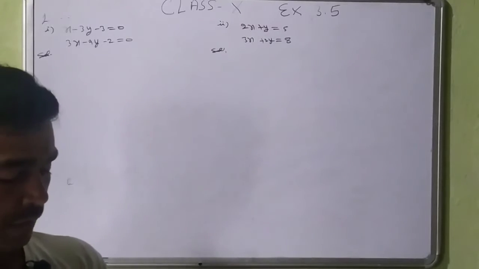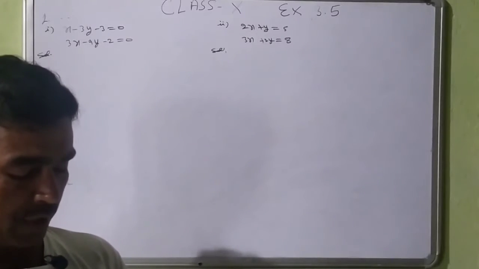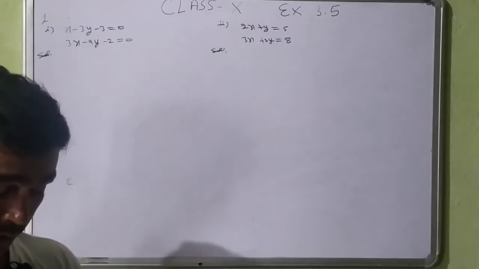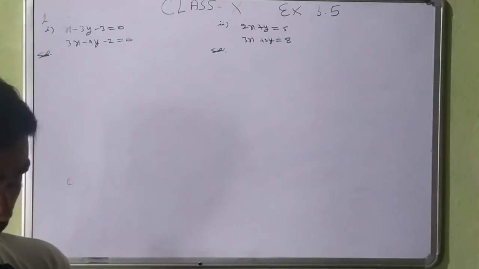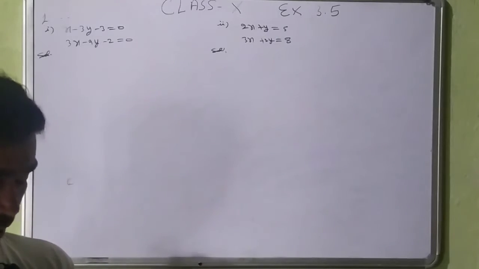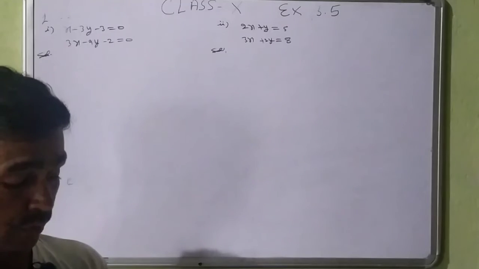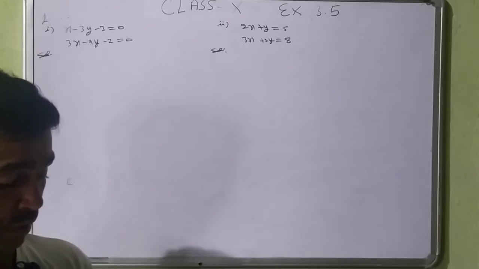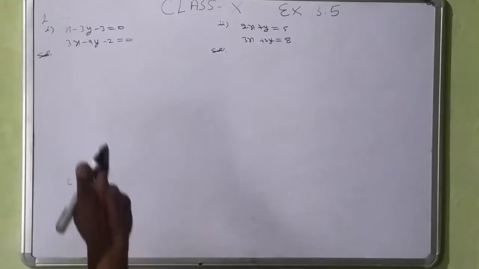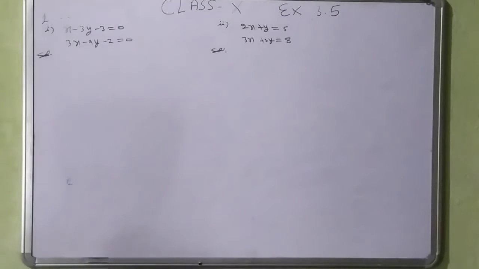Question number 1. Which of the following pairs of linear equations has a unique solution, no solution, or infinitely many solutions? In case there is a unique solution, find it by using the cross multiplication method. This one has 4 parts, and I am doing only the first and second parts.